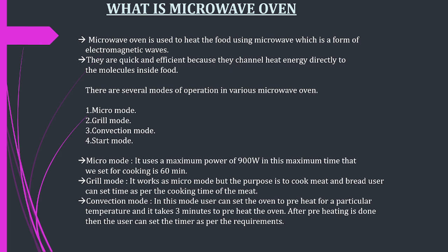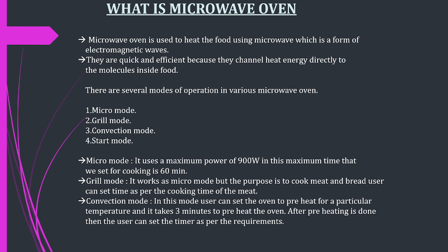The microwave oven is used to heat food using microwaves, which are a form of electromagnetic waves. They are quick and efficient because they channel the energy directly to the molecules inside the food. There are several modes of operation in a microwave oven: micro mode, grill mode, convection mode, and start mode. Micro mode uses the maximum power of 900 watts.